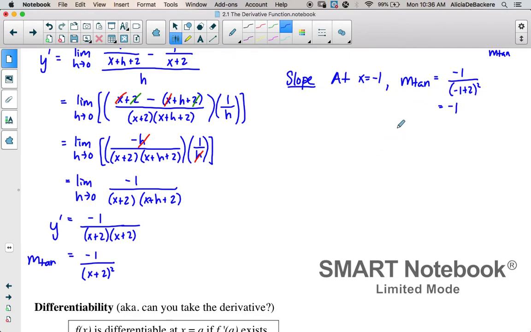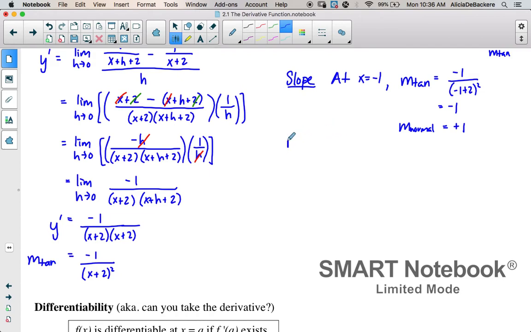But what I want is the slope of the normal. So the slope of the normal is going to be the negative reciprocal of this. So I'm going to do negative 1, and then I'll flip this fraction. So instead of negative, it becomes positive. And when I flip the fraction, I get 1 over 1 is just 1. So the slope of the normal is positive 1.